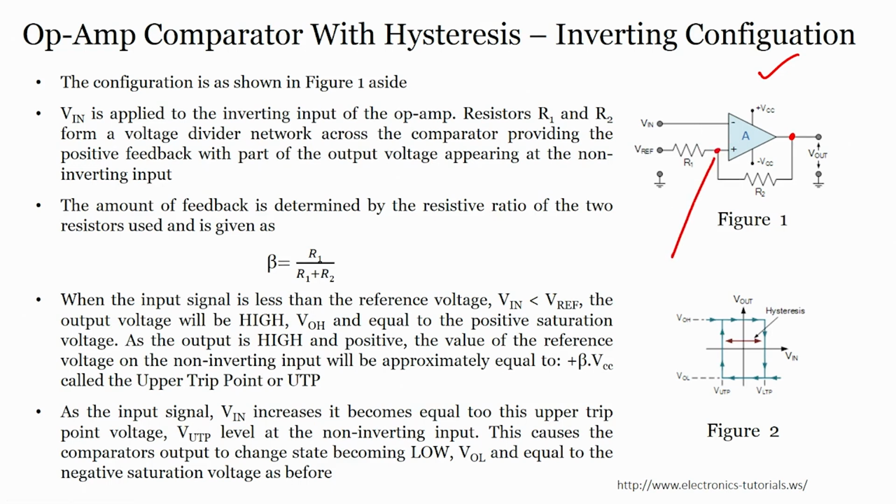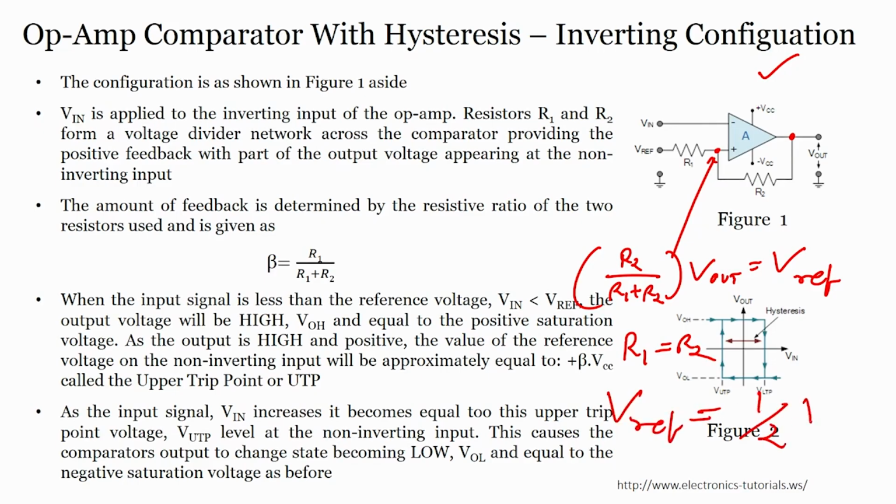What does it mean? The input here is fed using R1 and R2, from the output V out, that means that R2 by R1 plus R2 into V out is my V reference voltage. For R1 equal to R2, V reference voltage is nothing but half times V out, right. So, always remember this will be half times your V out. Now, suppose V out is positive saturation, positive is plus 15, negative is minus 15, right. Then here it will be 7.5 volts. If my V out is negative saturation, here it will be minus 7.5 volts.